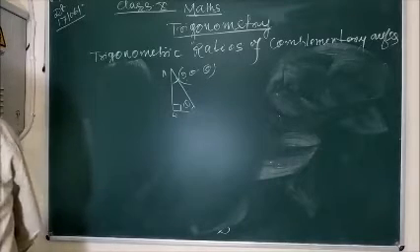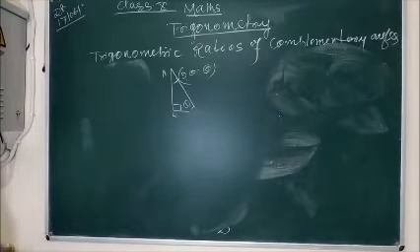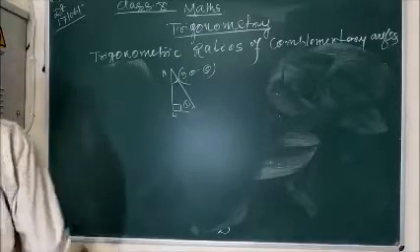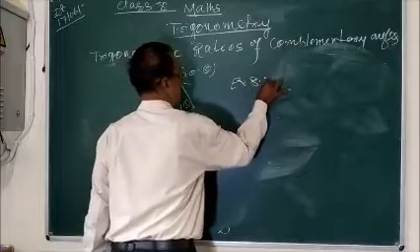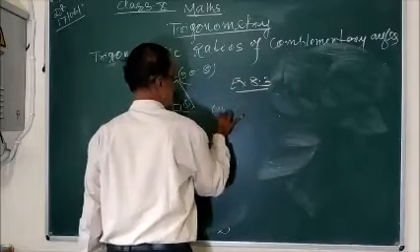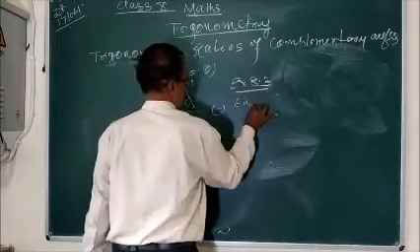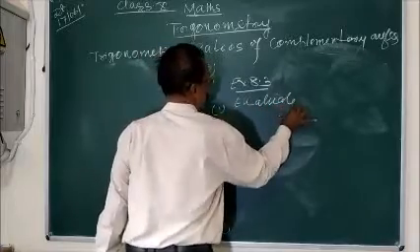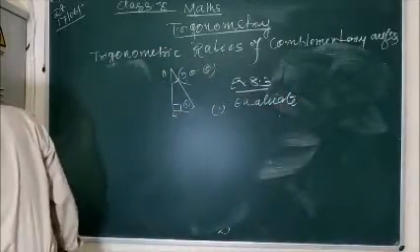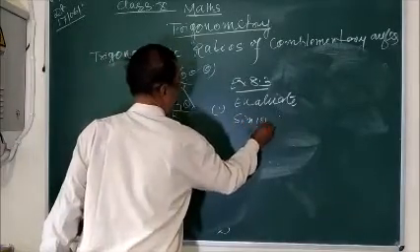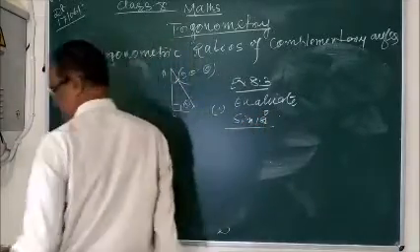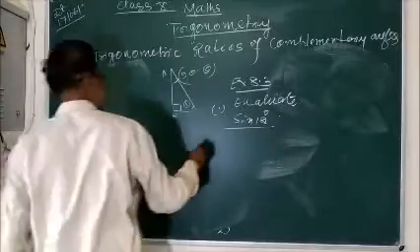Now you see 8.3. Exercise 8.3. Evaluate. Question number 1. Evaluate sin 18 degrees upon cos 72 degrees.